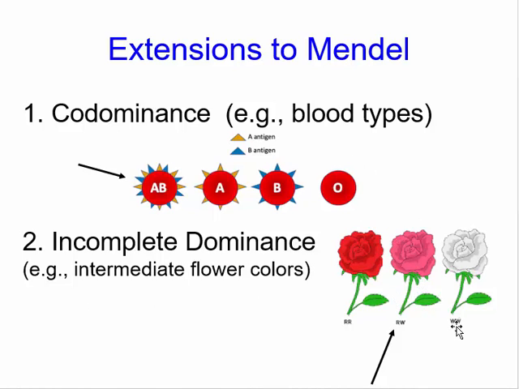Another example, incomplete dominance. Again, we've seen both of these before. This was the case where this looks a little bit like blending. The heterozygote here has an intermediate flower color. It's not red, it's not white, but it's in between. So that would be a case of incomplete dominance.